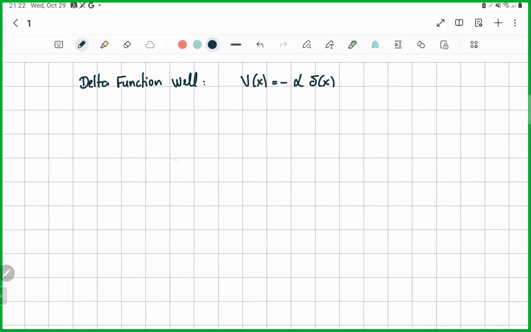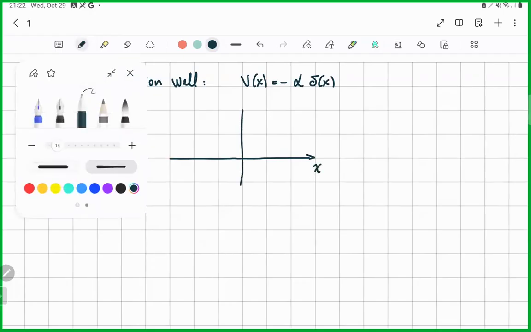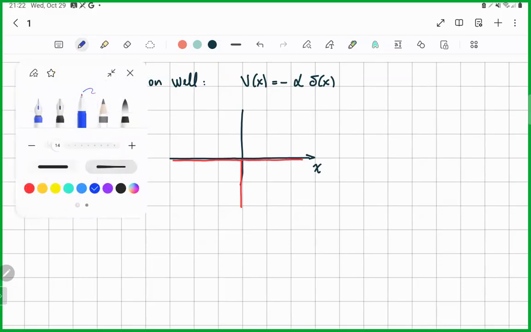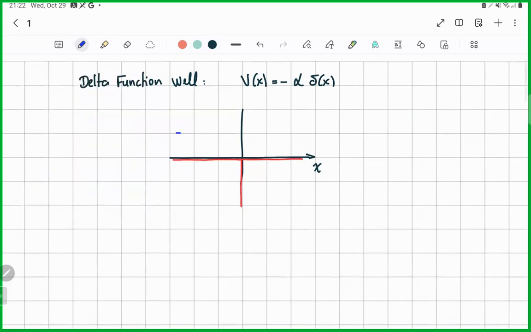So we can sketch this potential like this. It is zero everywhere on the negative side. Right at position 0, it goes to minus infinity, and then it's 0 everywhere, also on the positive side. Okay, there is already a video available for the case where the energy is negative, which means bound state. This video is going to be about the energy being positive, which is the case of scattering state.